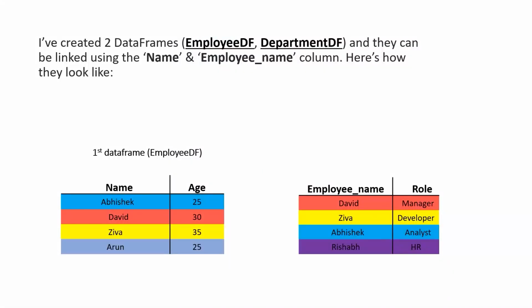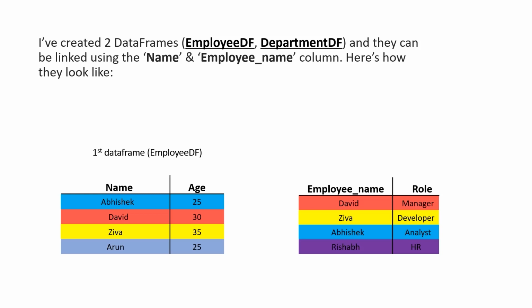We have a data frame with details of an employee like their name and their age, and we have another data frame, the department data frame, which contains department related details of an employee like employee name and their role, and they can be linked or combined using the name column and the employee name column. Why? Because they are the common columns between both data frames. So the name of the column can be different, but the values are the same.